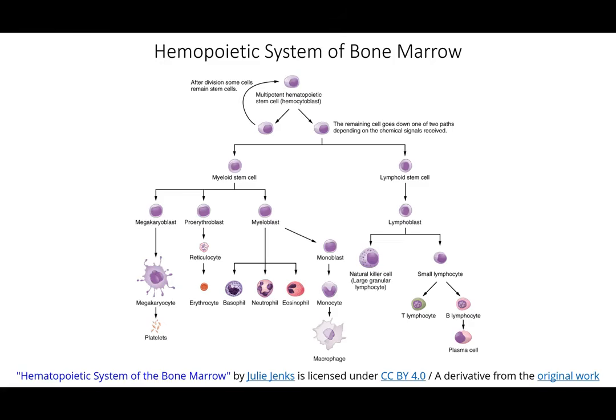We have two main types, colony stimulating factors and interleukins. Colony stimulating factors are going to trigger the myeloblast pathway of development, so that we're getting all of these basophils, neutrophils, eosinophils, and monocytes. But they can also help trigger erythrocyte and platelet development in addition to those, but not at as much of a level as the erythropoietin and thrombopoietin.